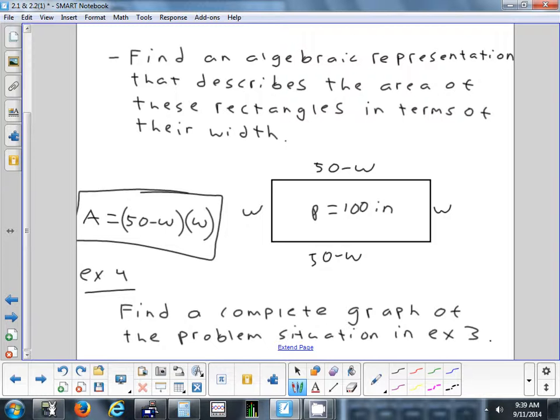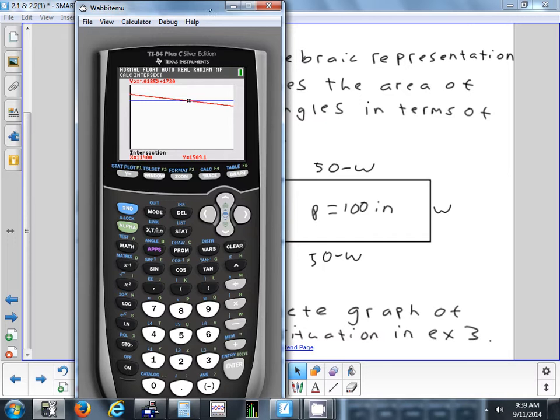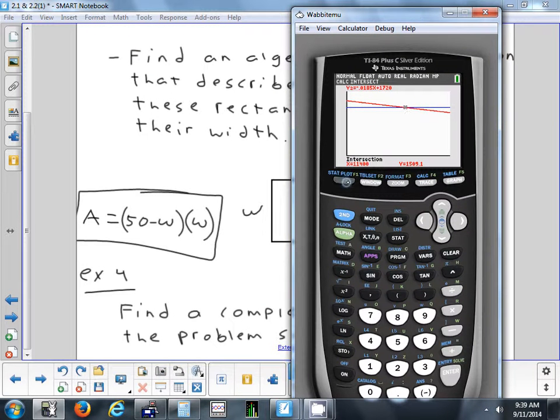Okay, problem situation means real world. Don't have any values there that wouldn't really make sense in this problem. We use W because they asked for width, and W makes a lot of sense. What variable do we have to use when we type it in on the calculator? Yeah, we have to use X. So 50 minus X times X.